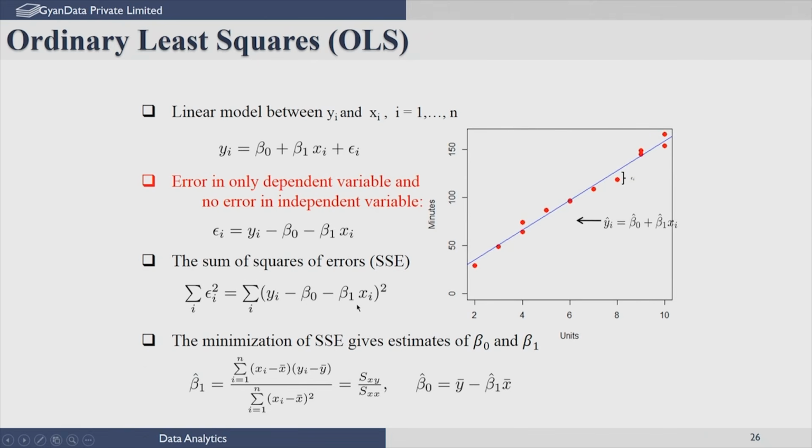You differentiate this with respect to beta naught and set it equal to 0; this is called the first order condition. Those of you who have done a little bit of calculus or optimization will know that all I have to do is differentiate this function with respect to beta naught, set it equal to 0, differentiate with respect to beta 1, set it equal to 0, and solve the resulting set of equations. Finally I will get the solution for beta naught and beta 1 which minimizes this sum squared error.